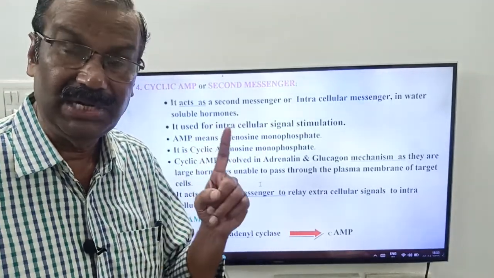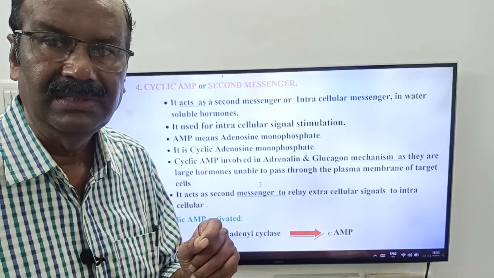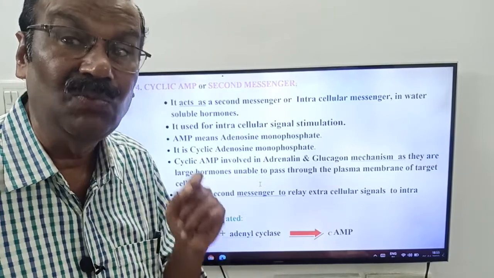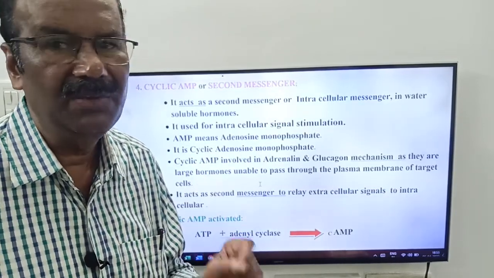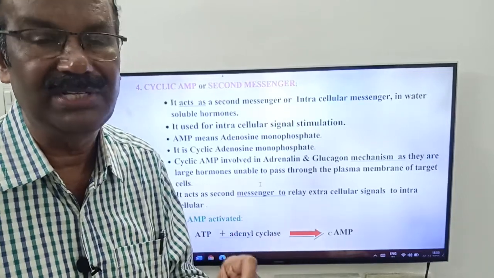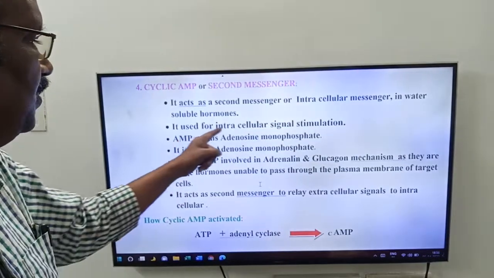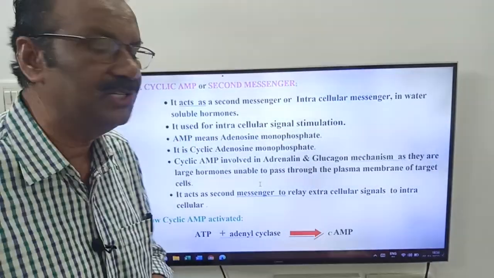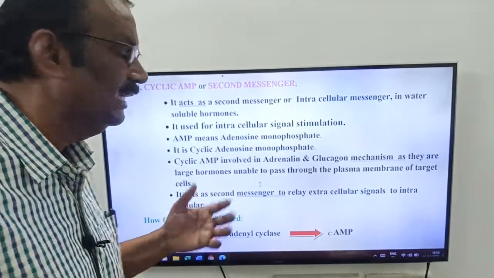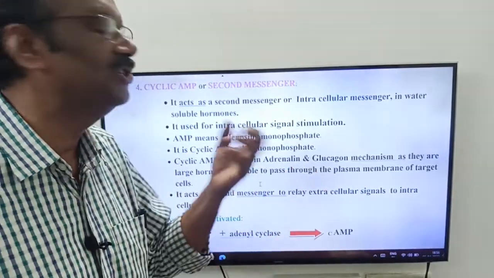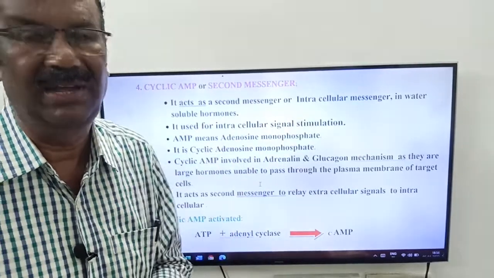Okay, friends, that is important. This acts as second messenger in water soluble hormones. In lipid soluble hormones we don't have second messenger, friends. Remember it. Now it is used for intracellular signal stimulation. The second messenger is used for what, friends? Intracellular signal stimulation. It stimulates the signals inside the cell.